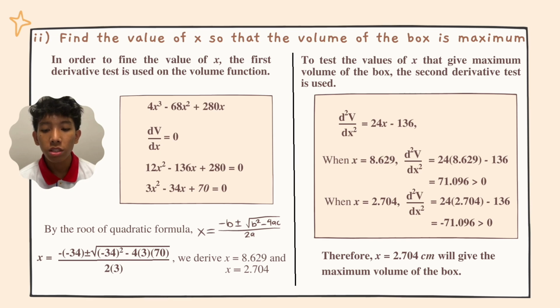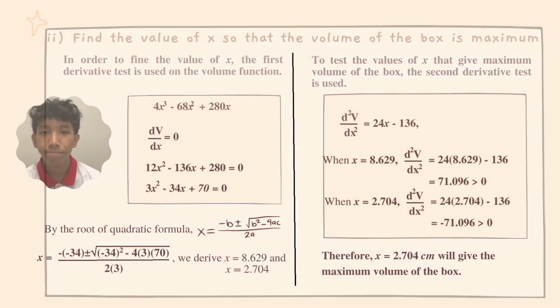From the equation that we differentiated earlier, we differentiate it again to get d squared V over dx squared. Then we insert the values of x that we got into d squared V over dx squared to determine which value of x gives the maximum volume of the box. Therefore, we can conclude that 2.704 is the x value which gives the maximum volume of the box, because it gives a negative value when we use the second derivative test.